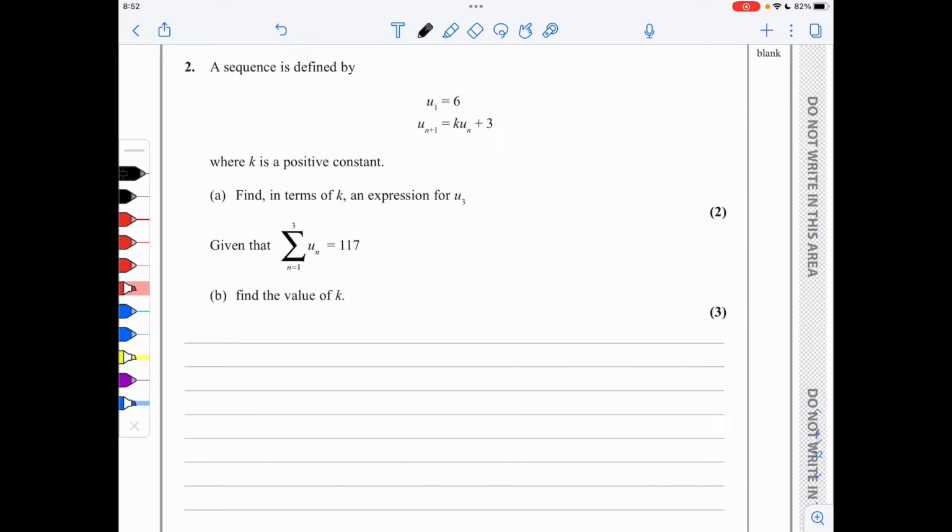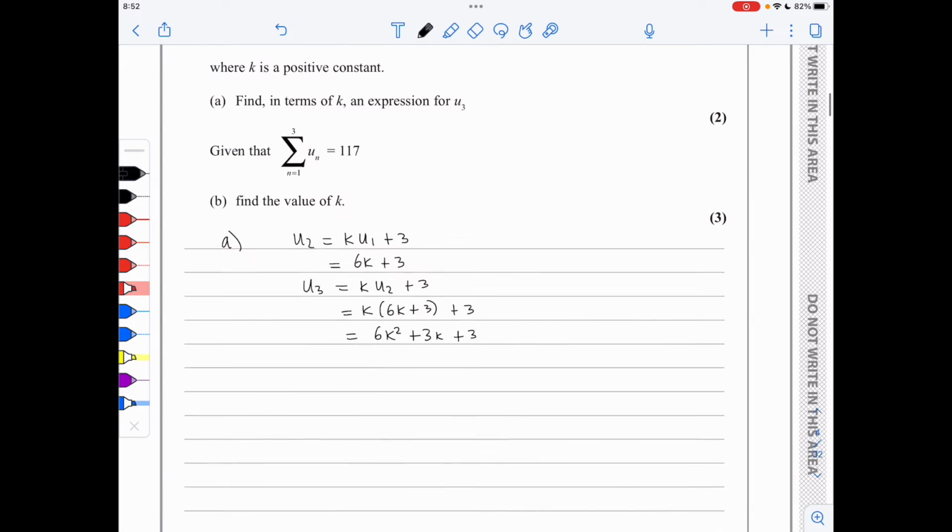So I will actually start by saying that u2 is k times u1 plus 3. So it's going to be 6k + 3. And then u3 is k times u2 plus 3, which is k times (6k + 3) plus 3. So it's going to be 6k² + 3k + 3.